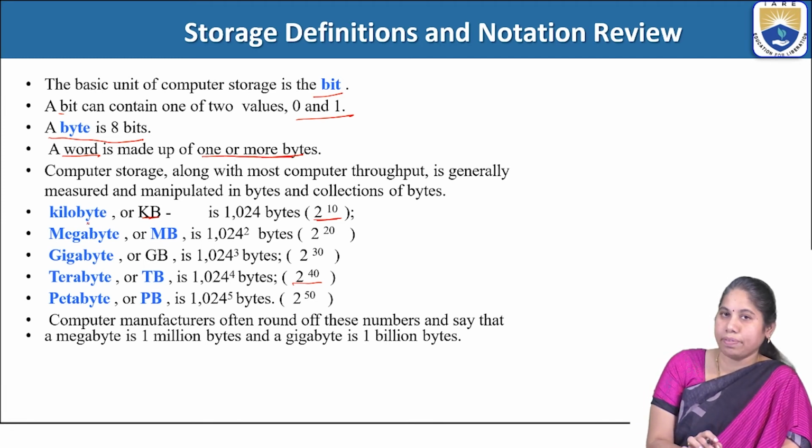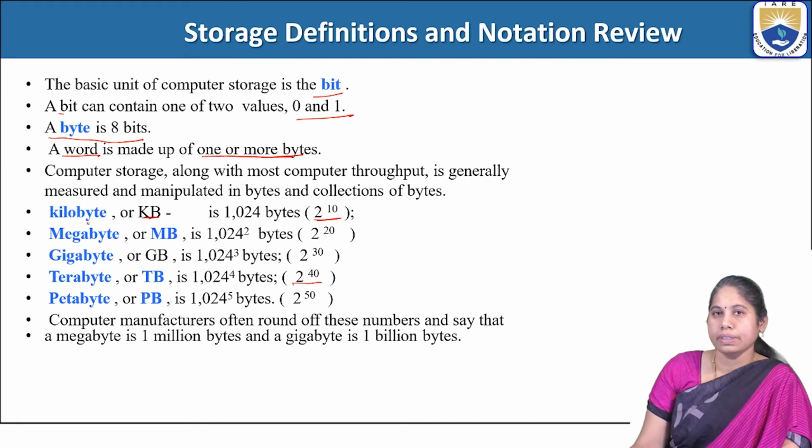So kilobyte is 2 power 10, megabyte is 2 power 20, gigabyte is 2 power 30, terabyte is 2 power 40, and petabyte is 2 power 50. That you have to remember.